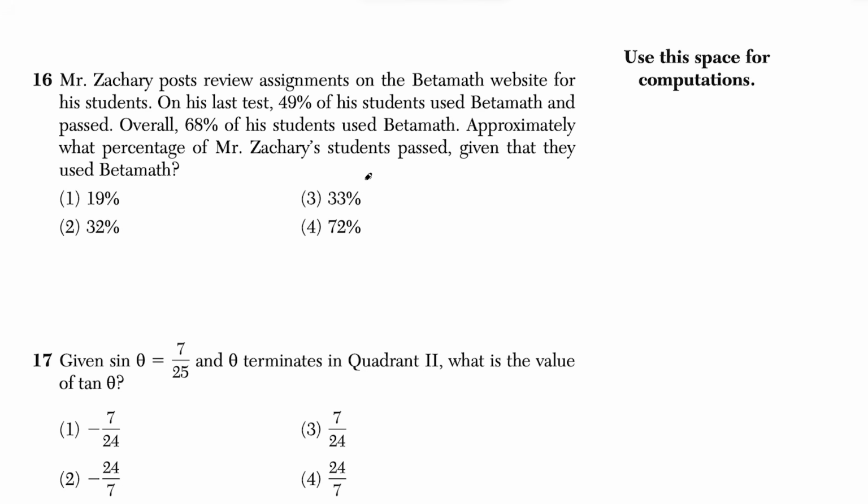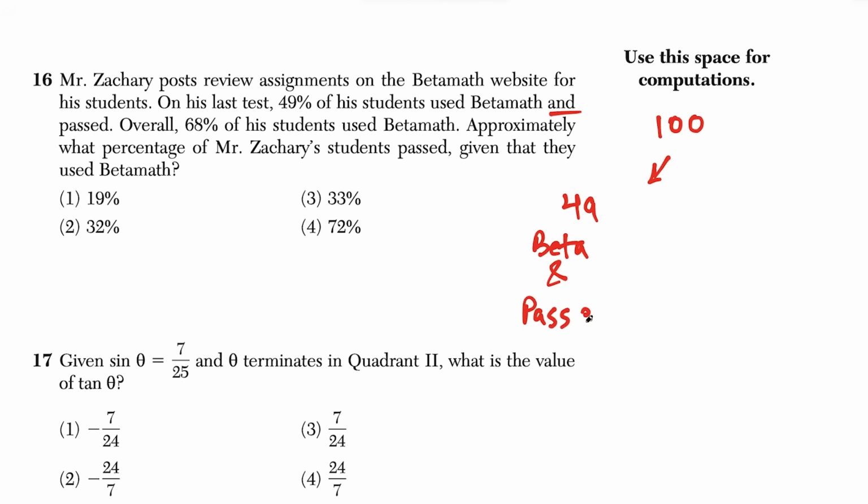So for this one here, you may need to reread this a few times, but this is conditional probability. So let's pretend for a moment that Mr. Zachary has 100 students in total. And if we look here, they're telling us 49% of his students used Betamath and passed. Okay, the $1 million phrase here is the word and. So that means out of this population, 49% they used beta and they passed. Okay, so I'm just going to abbreviate here like this.